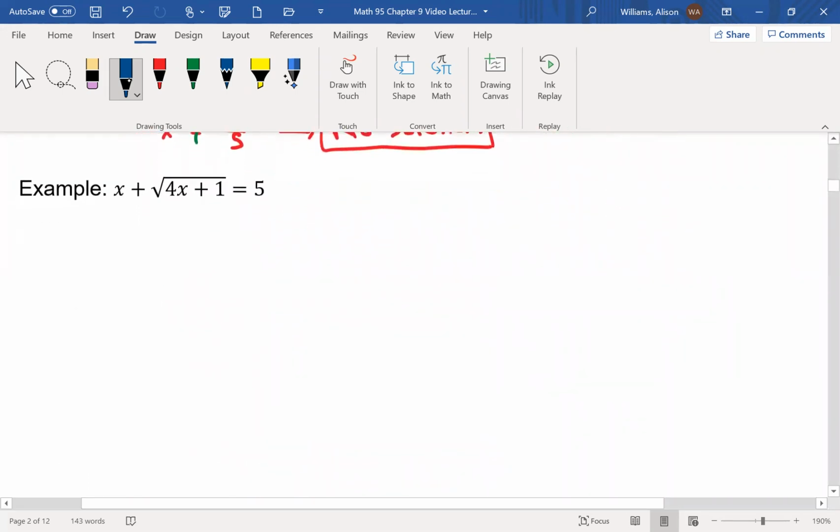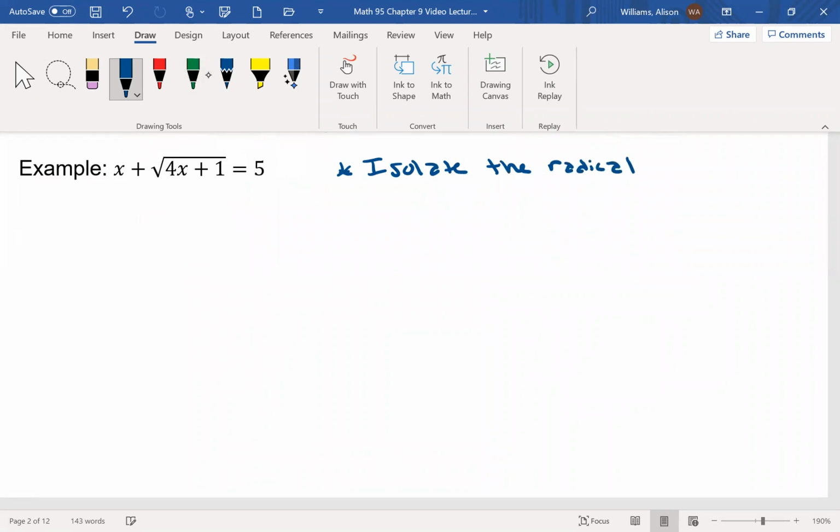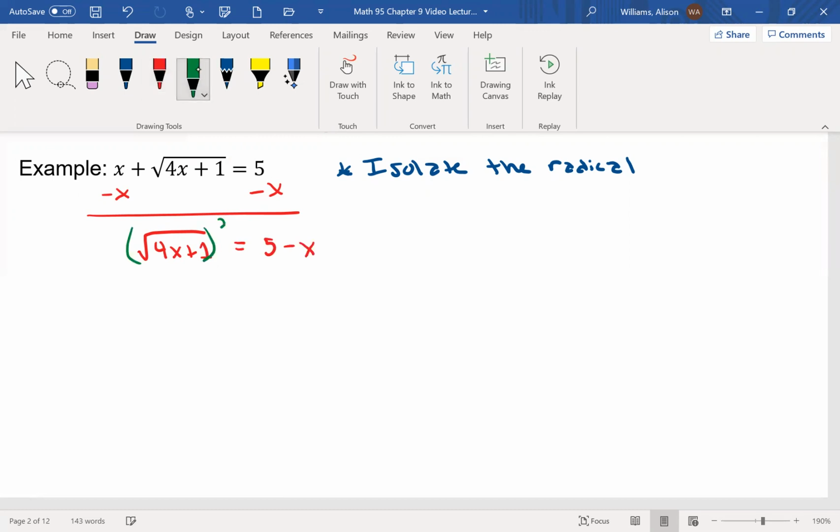Okay. So let's go ahead and try another one. Now, this one, we need to isolate the radical again, right? Just going to make a note. We're going to isolate the radical. So I need to move the x to the other side. Okay, now I'm going to square both sides. I'll go ahead and use my green pen to do that.